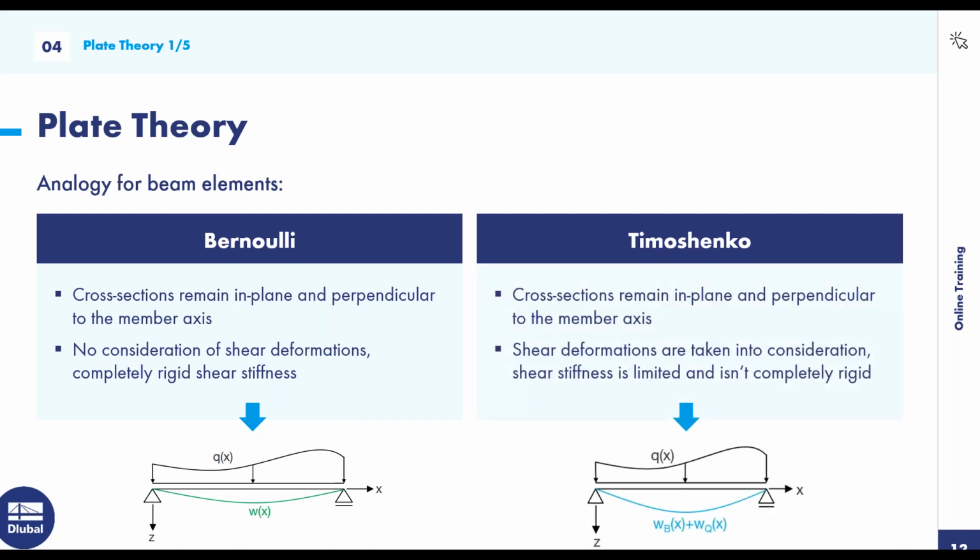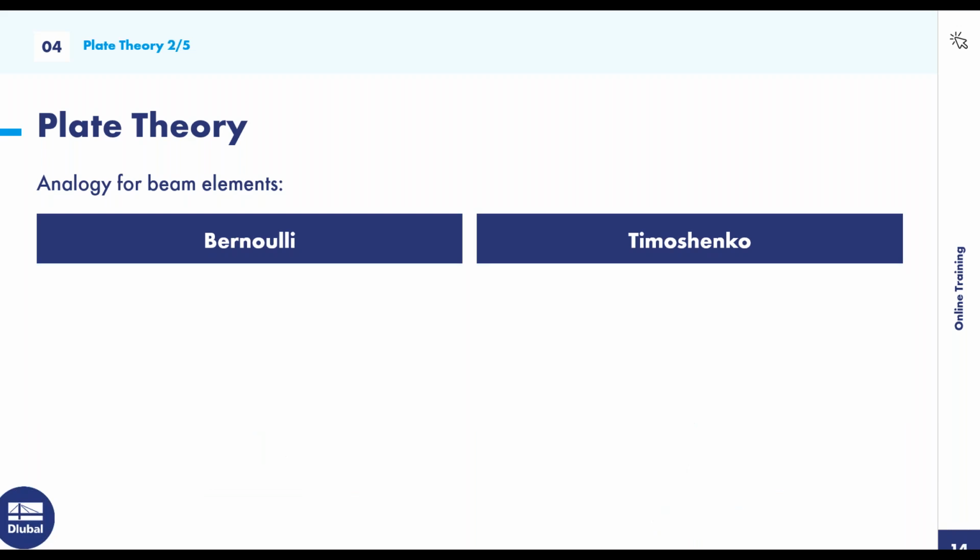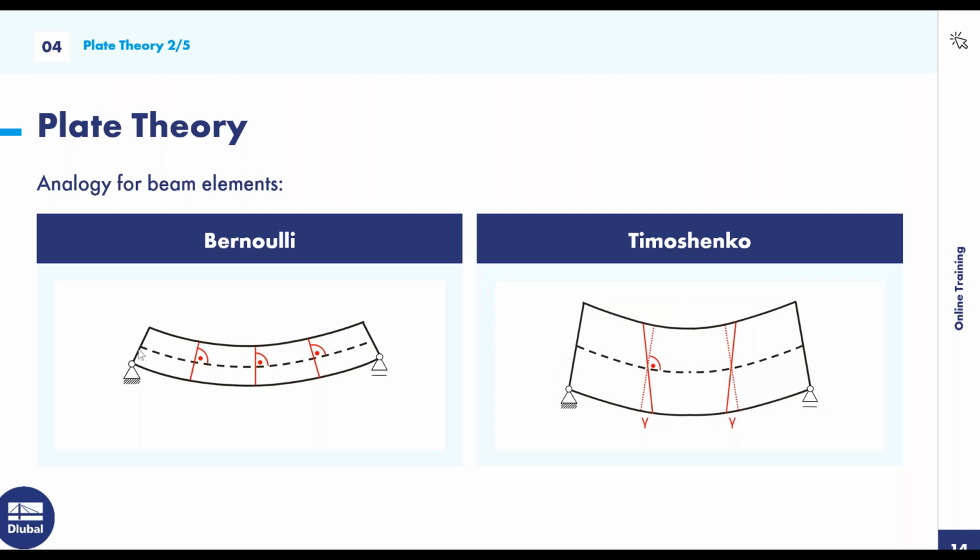rigid. For the Timoshenko theory, the first assumption is the same as Bernoulli's, that the cross-section remains in plane and that it's always perpendicular to the member axes. But the biggest difference is that shear deformations are taken into consideration, and the shear stiffness is limited and not completely rigid. You can see here that the deformation for Bernoulli's looks something like this and is perpendicular to the member axes, whereas with the Timoshenko theory, we have an additional angle here. This is going to lead to additional deformations, and this is due to the shear deformations, taking into account that the shear stiffness is not completely rigid and changes.